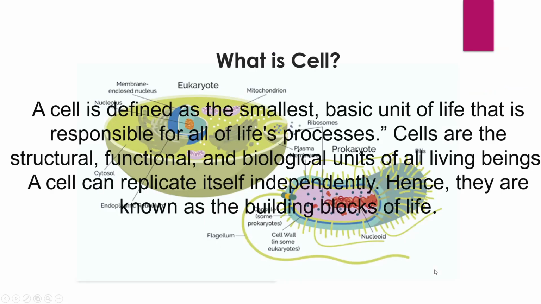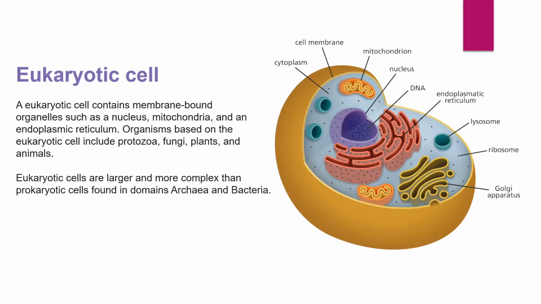So what is the cell? A cell is defined as the smallest basic unit of life that is responsible for all of life processes. Cells are the structural, functional, and biological unit of life of all living beings. A cell can replicate itself independently, hence they are known as the building blocks of life.